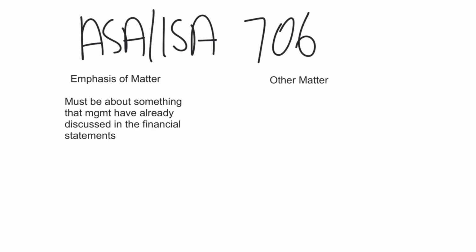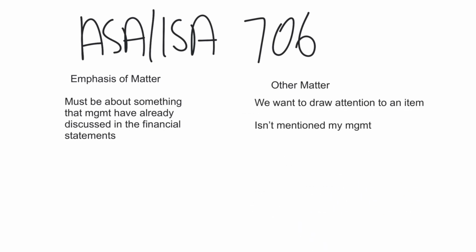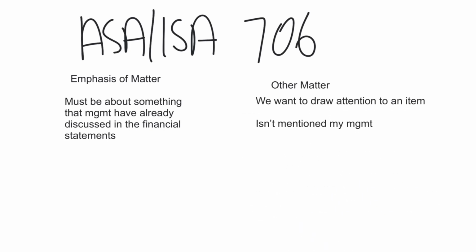The other matter paragraph is when we want to draw attention to something that isn't mentioned by management. So that could be something in the front half of the annual report. So remember, there's lots of pages to the annual report before we get to the financial statements. So is there something in those areas that we think needs discussion?